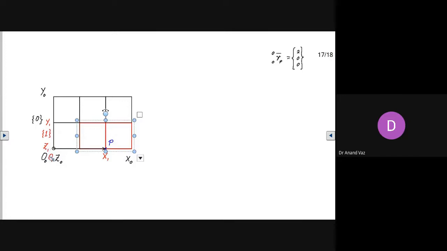This origin has shifted, all this paraphernalia has shifted here. Okay.